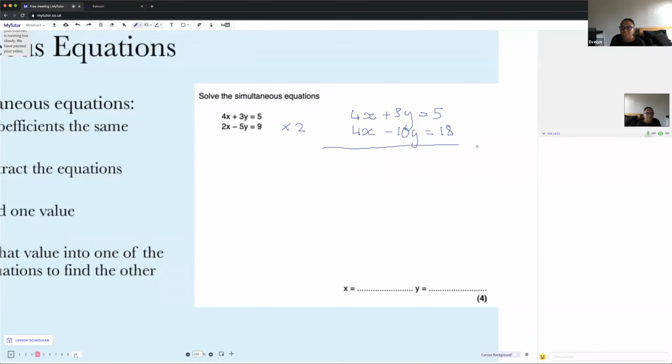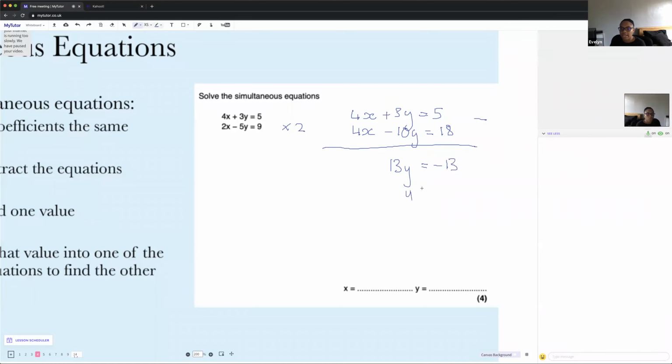Now the next step is either to add or subtract. If I add all of the terms in the equations together, I'll get 4x plus 4x. That doesn't eliminate x, that makes it 8x. So what I want to do is subtract them. So I've got 4x minus 4x, which gives me 0. So I've gotten rid of my x. Then I've got 3y minus 10y. Now remember, a minus and a minus together makes a plus. So that's 13y. Now I've got 5 minus 18. Now 5 minus 18 is minus 13.